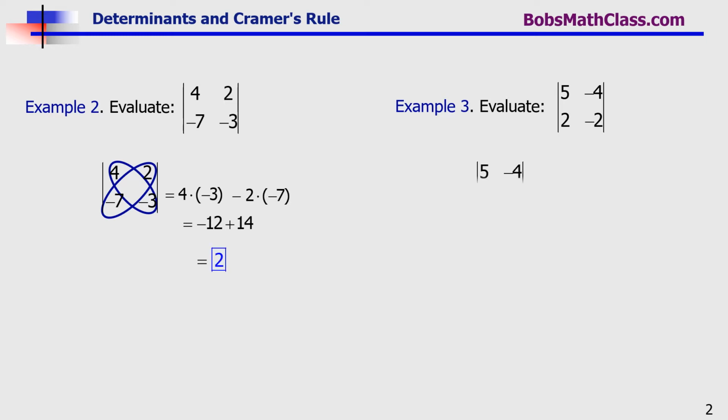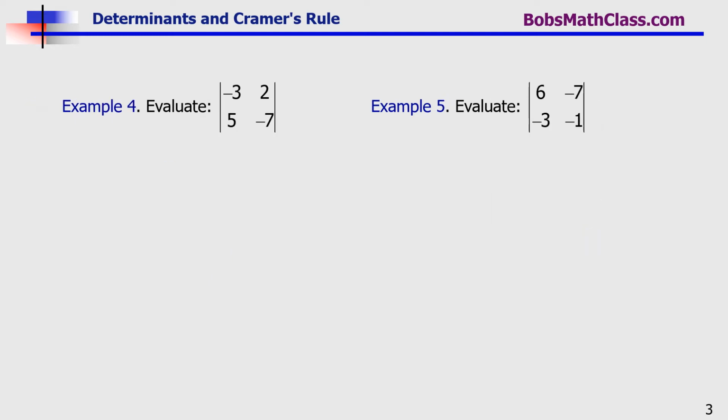All right, let's do this next one. 5 times negative 2. 5 times negative 2 is negative 10, right? Now let's go backwards. Negative 4 times 2. What's negative 4 times 2? That's negative 8, right? But we're going to change the sign because there's a minus sign there, so we're going to put plus 8. Okay, and that answer would be negative 2. All right, remember to always pause and try to work out on your own.